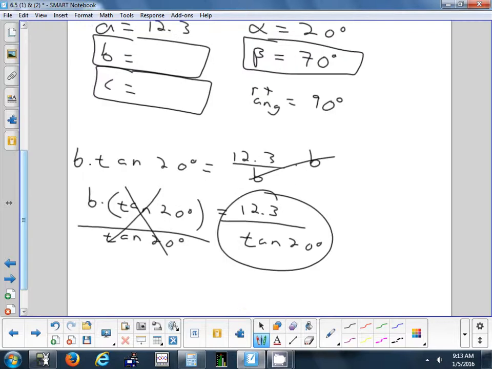So if you look at the original problem, all that happens is B and tangent 20 switch places. So 12.3 divided by tangent 20. Yep. And we're going to use that shortcut in the future. Just take tangent 20 and B and switch places.